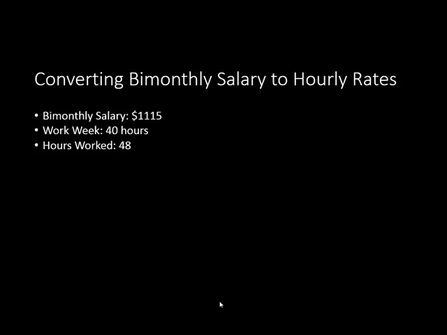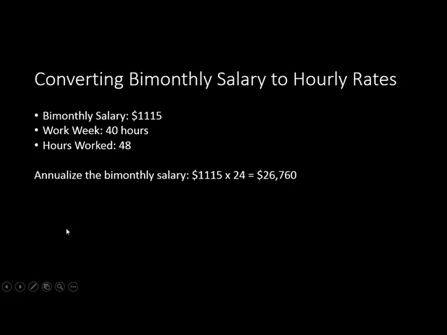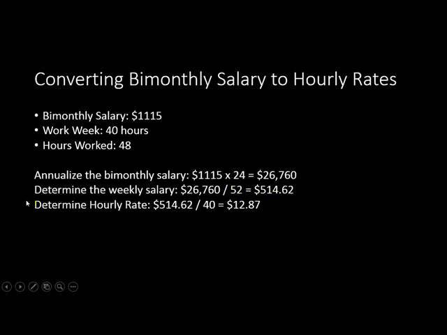Converting bi-monthly salary to hourly rates, we will annualize the bi-monthly salary by multiplying by 24. This gives us $26,760. We will determine the weekly salary by dividing by 52. Gives us $514.62. To determine the hourly rate, we divide by 40. This gives us $12.87 per hour.